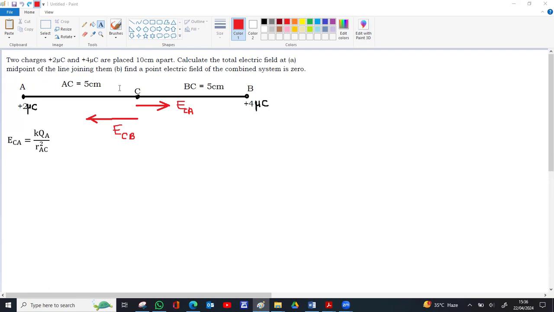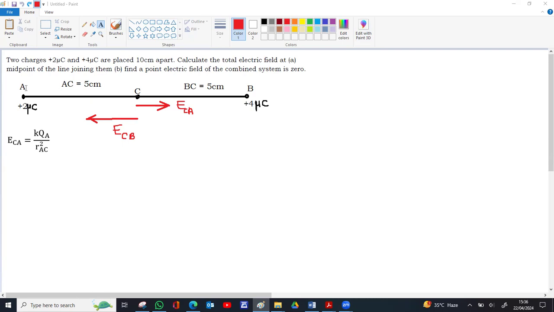So C is a midpoint, so that AC equals 5 centimeter. Even BC is also 5 centimeter. Second part, find a point where the electric field of the combined system is 0. We are trying for the first one. The electric field intensity formula is KQ by R square.